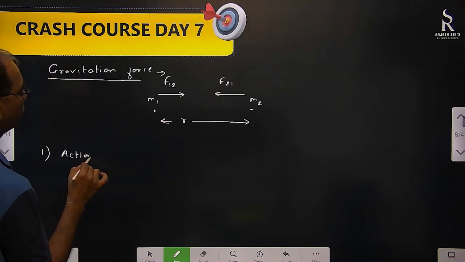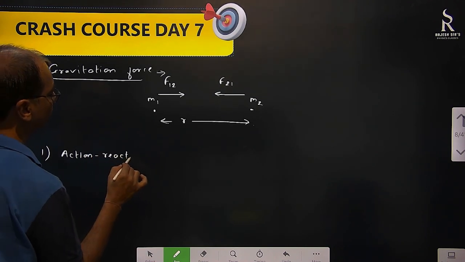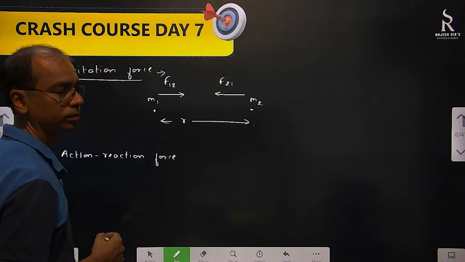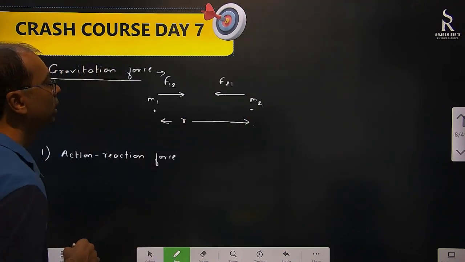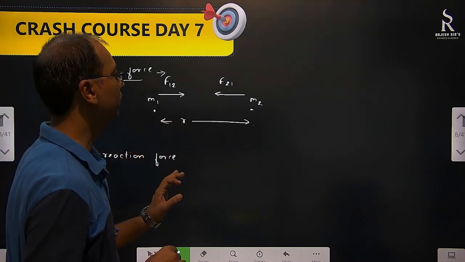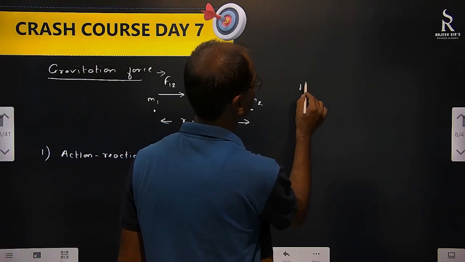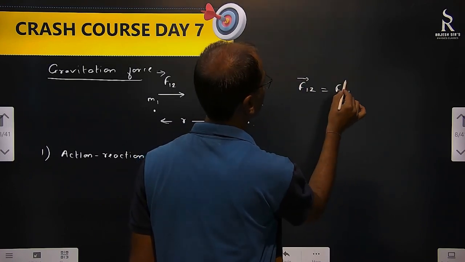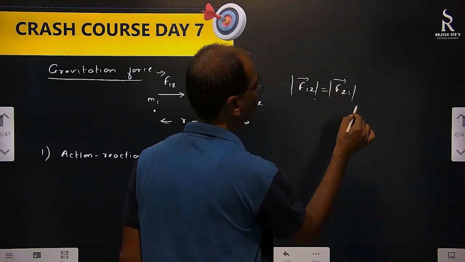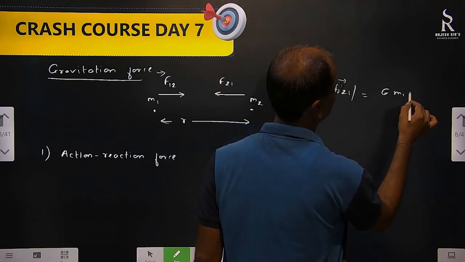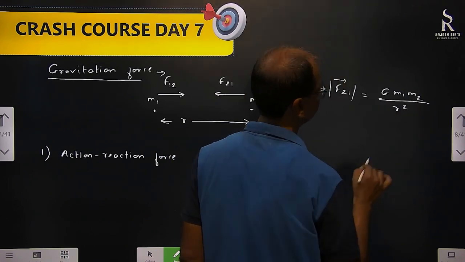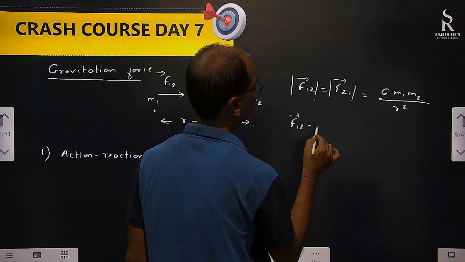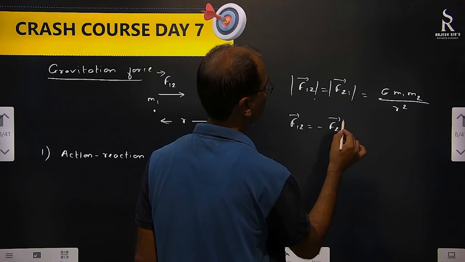And as we discussed before, action and reaction both happen on different bodies. You can see that, action is on M1, reaction is on M2. So it's an action reaction force. Is the value of F12 and F21 the same or different? Same. Magnitude is the same. You talk about F12 or F21, their magnitude is equal to G M1 M2 by R square. Vectorially, F12 is equal to negative of F21 because their direction is opposite.